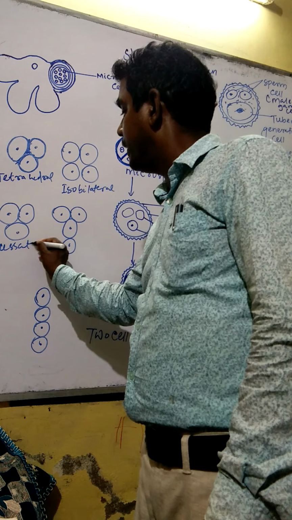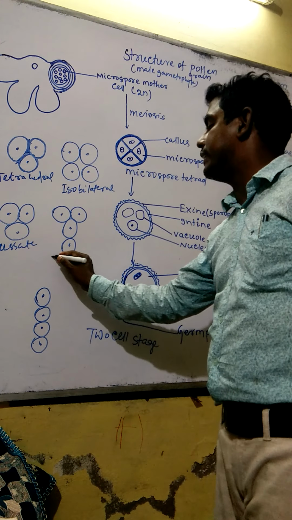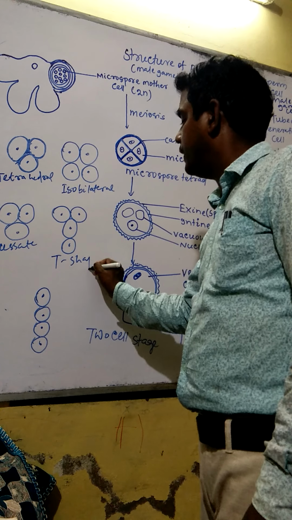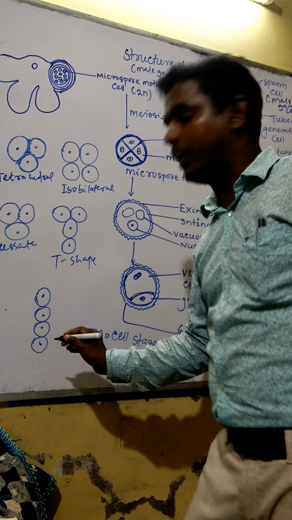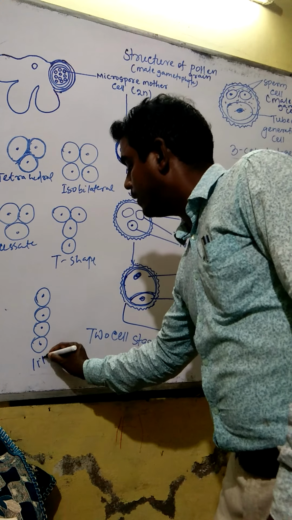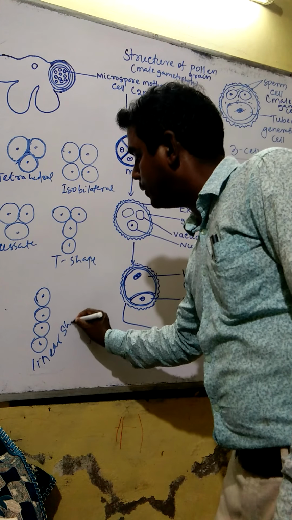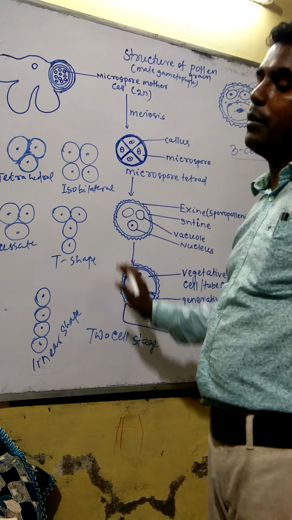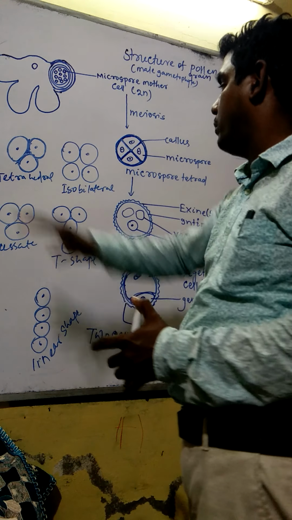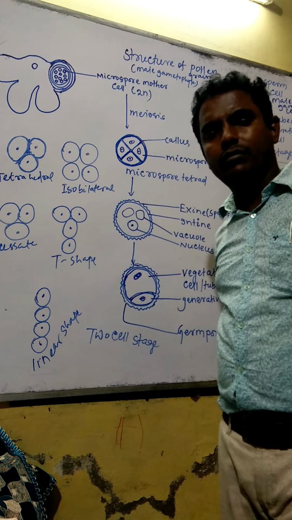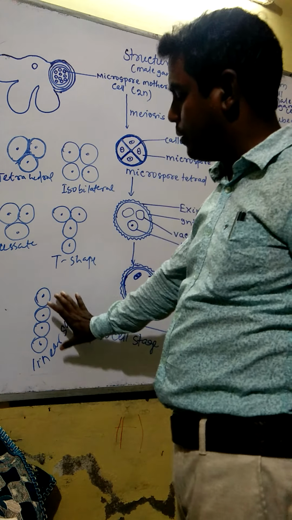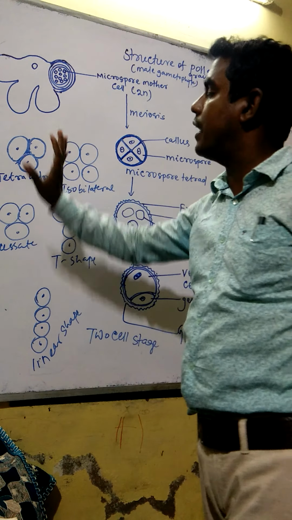This structure is known as T cell. This structure is known as linear cell. So the microspore tetrad may remain in these forms, but generally they remain in tetrahedral form.